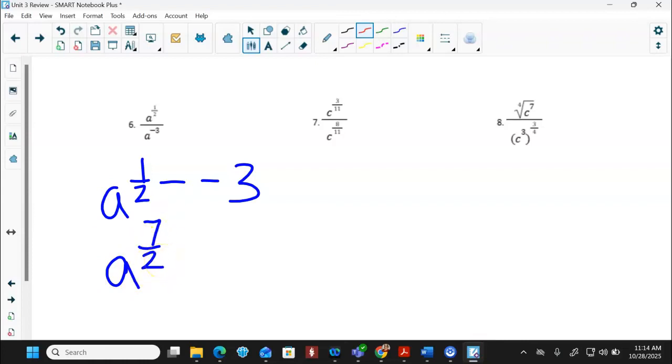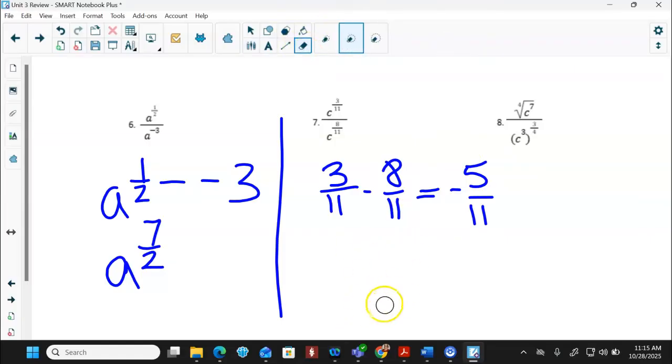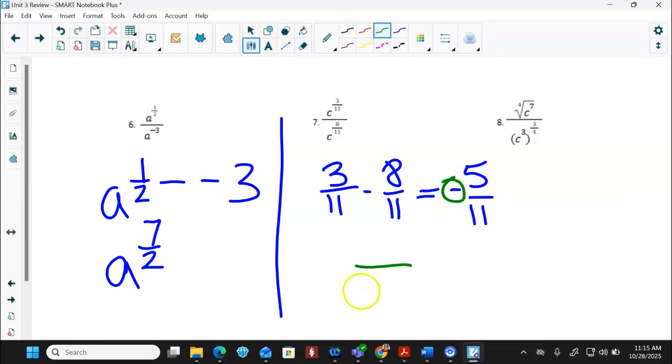Okay. Next one, again, you're subtracting. So that's 3/11 minus 8/11. You are going to get -5/11. Now, that means you get c to the -5/11. So let me remind you what this negative means. Negative means bottom of the fraction. So that's c to the 5/11, and the 1 goes on the top, okay? Now again, pause that if you need to.